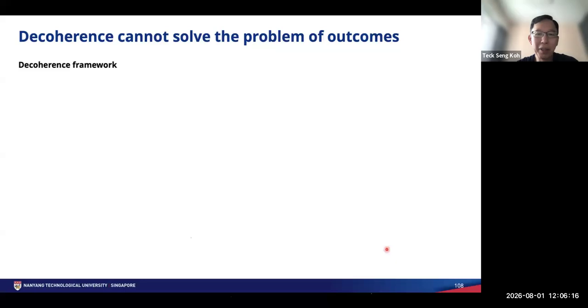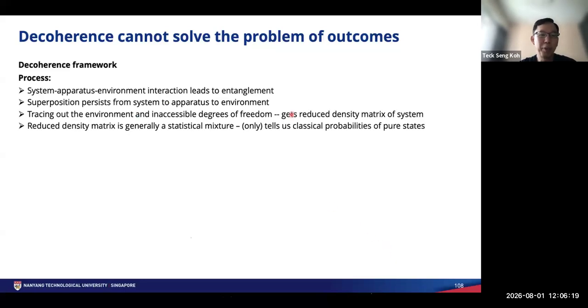The decoherence framework cannot solve this problem because the process is like this. The interaction between system, apparatus and environment leads to entanglement. The superposition persists from system to apparatus to environment. And because we can't have access to the environment, with too many degrees of freedom, we don't have any knowledge. Quantum mechanically, that means we trace out the environment and we get a reduced density matrix of the system. It's generally a mixture, and a mixture tells us only classical probabilities. So that's the decoherence framework.